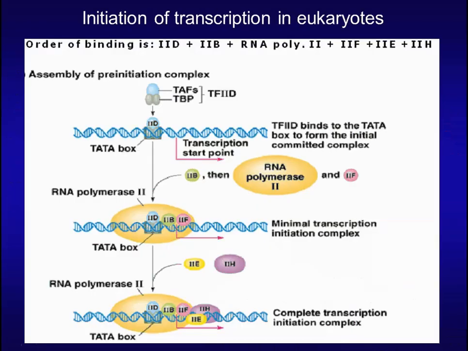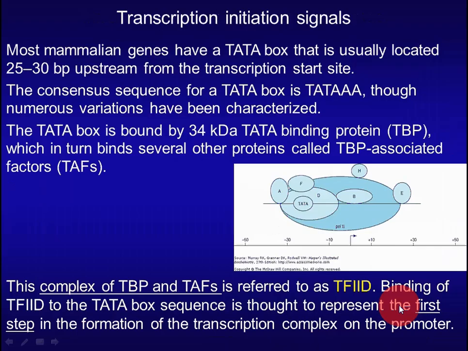These slides show you the same initiation process in another way. These slides highlight the importance of TFIID in initiation of transcription. TFIID is a protein complex comprised of a TATA binding protein, or TBP, and several other proteins called TBP associated factors, or TAF.